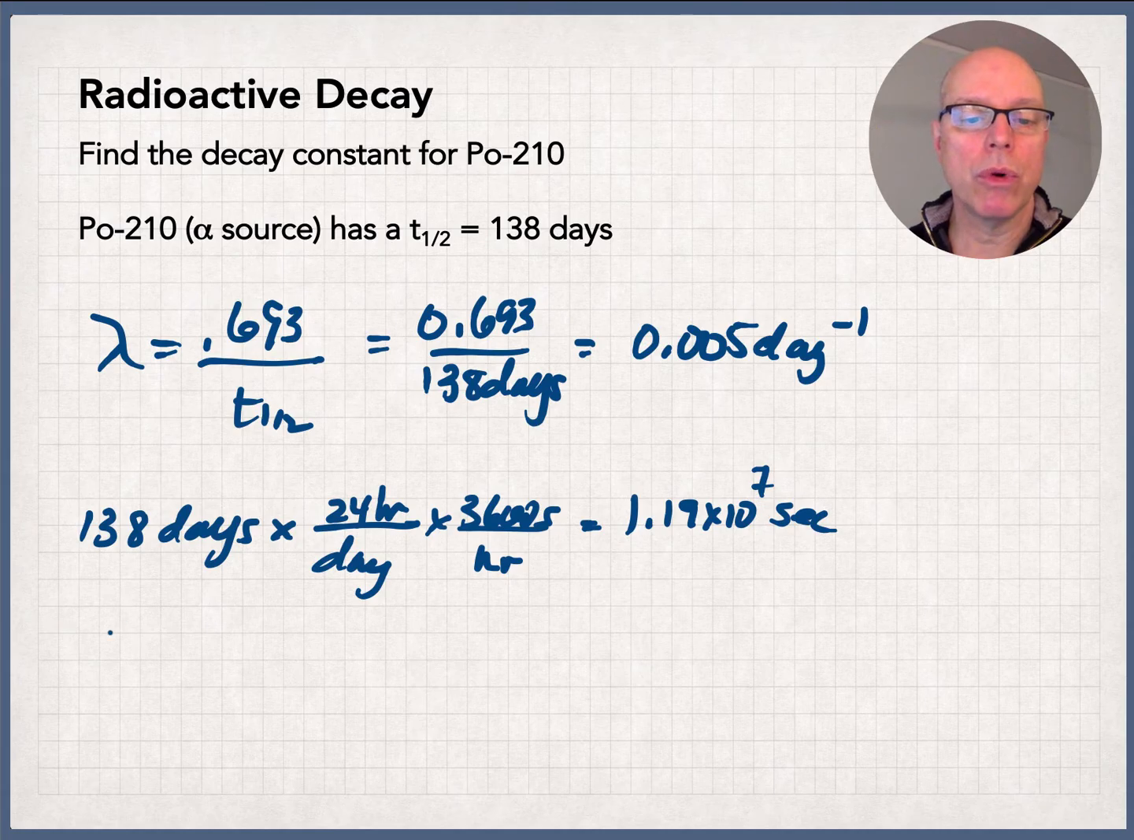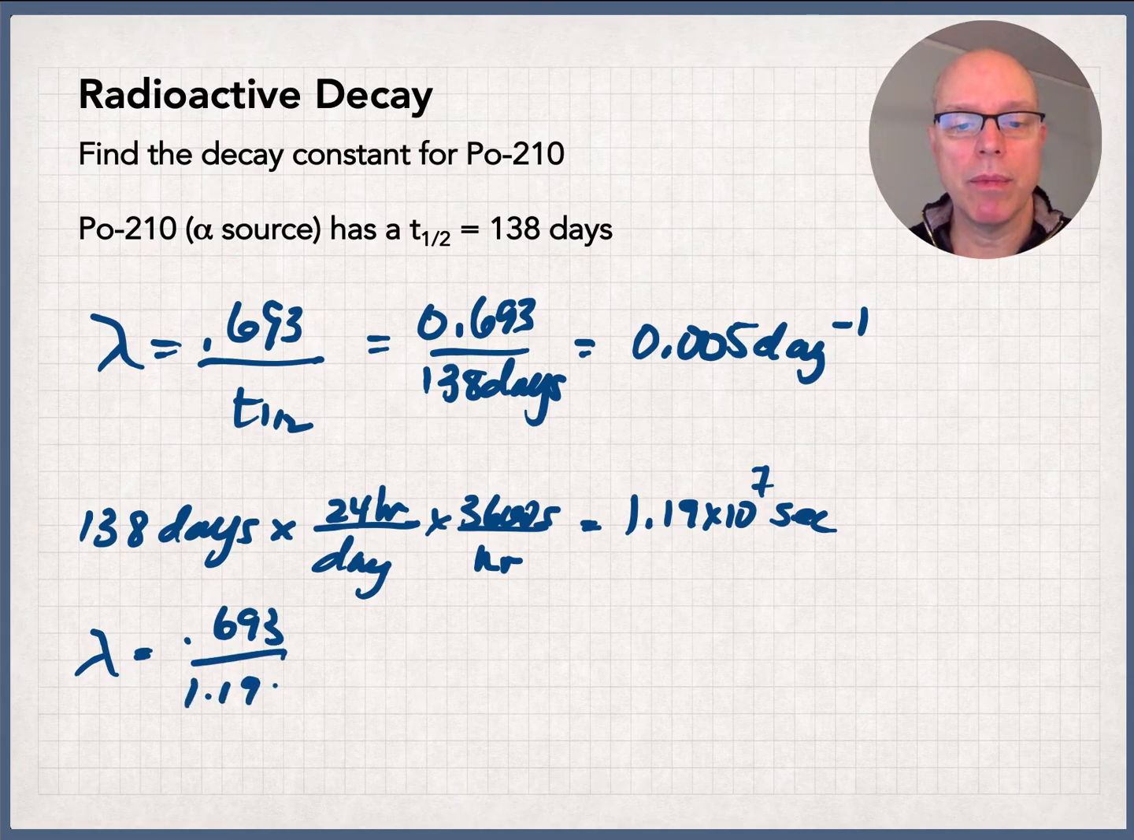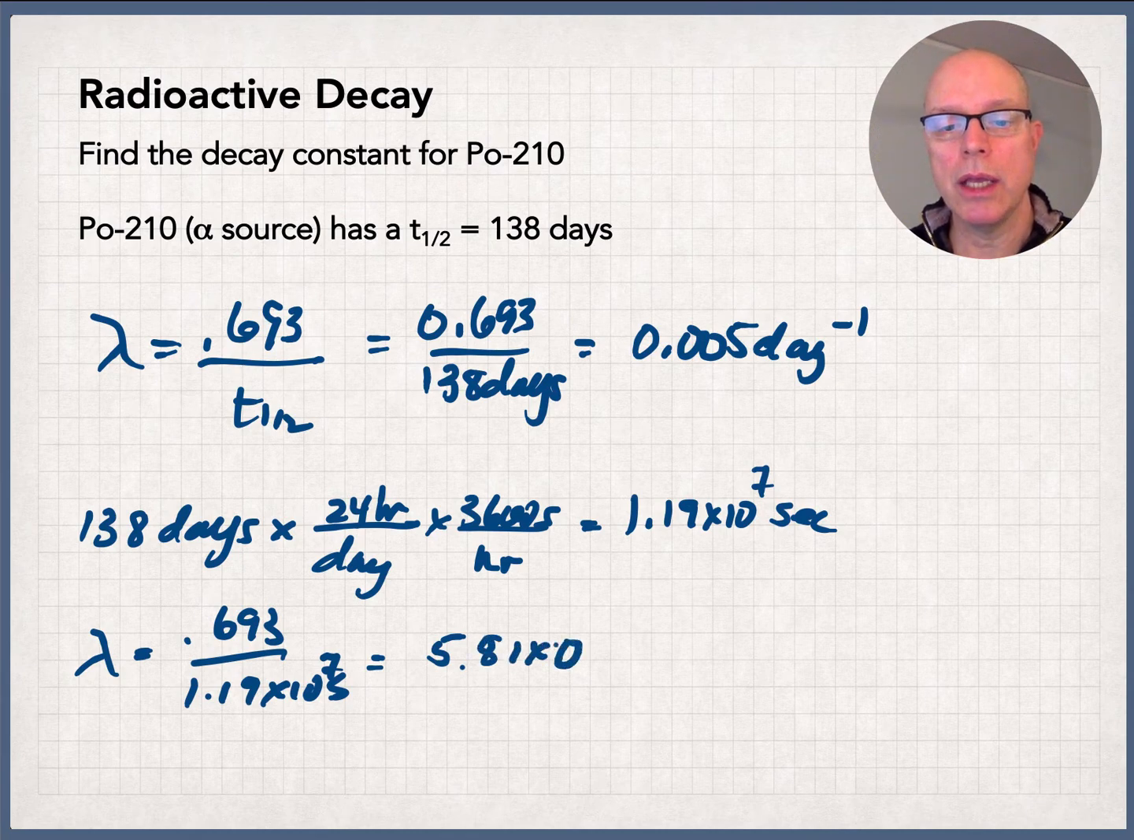And then if I go through the work of getting the lambda, the decay constant for that, still 0.693 divided by t1/2, but obviously the number is going to be quite a bit different. So I'm going to go ahead and plug all that in, and I get the decay constant for polonium-210 is 5.81 times 10 to the -8 seconds to the -1. Okay, so file that idea away. We're going to use that repeatedly. Now let's jump into an actual problem.